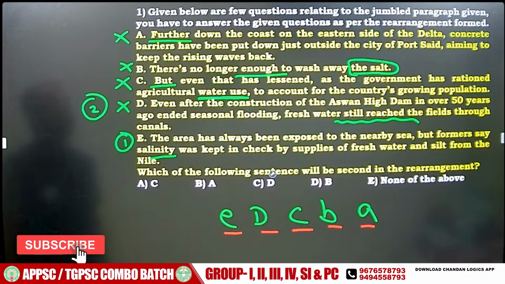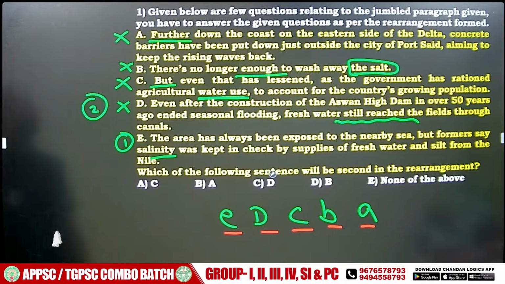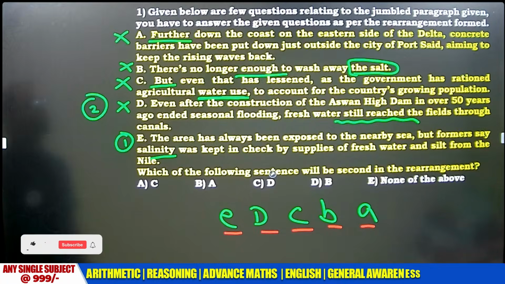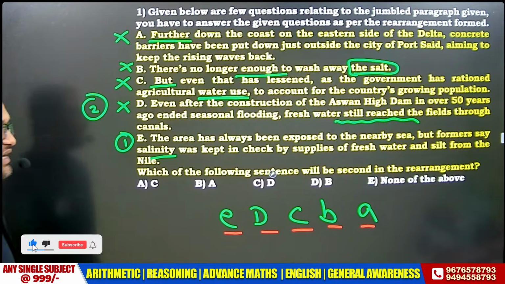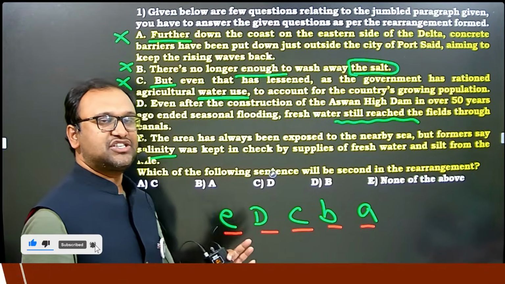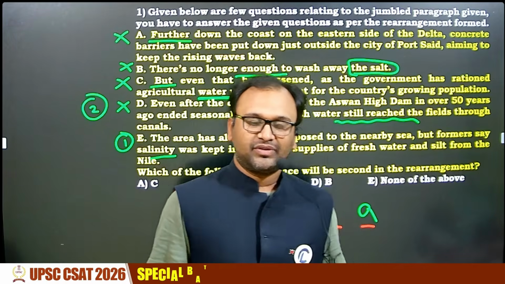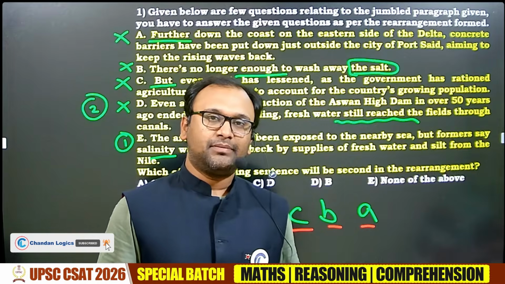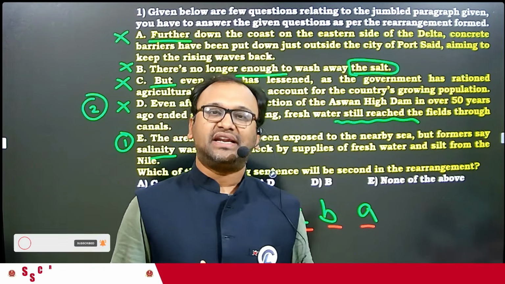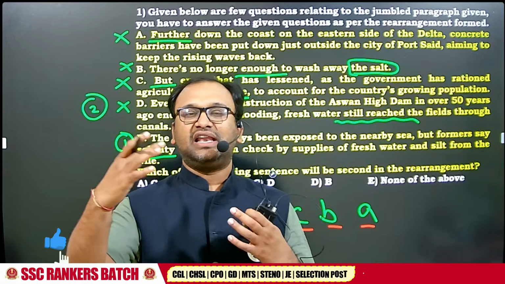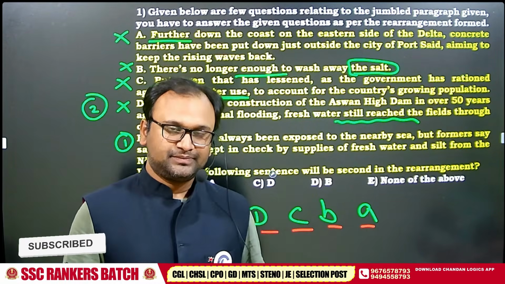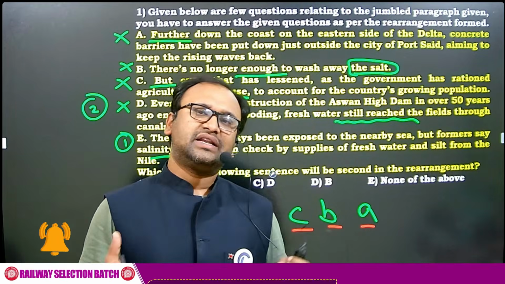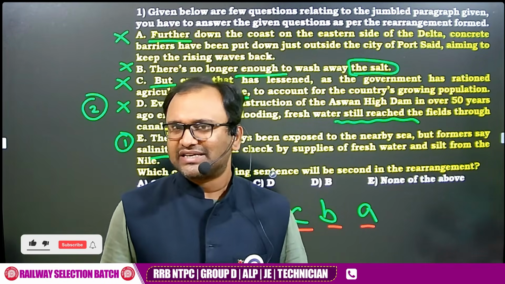Further down the coast on the eastern side of the delta, concrete barriers have been put down outside the city, aiming to keep the rising waves back. I think this is one of the easiest sections in the PO exam because it is easy to understand. You're talking about a problem where there is salinity, a high level of salt water, and now you're trying to talk about the problems and then solutions. How easy the exercise is.